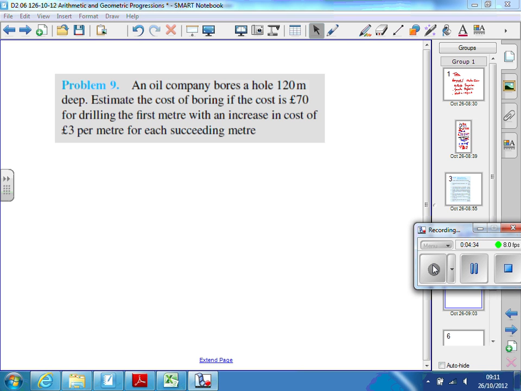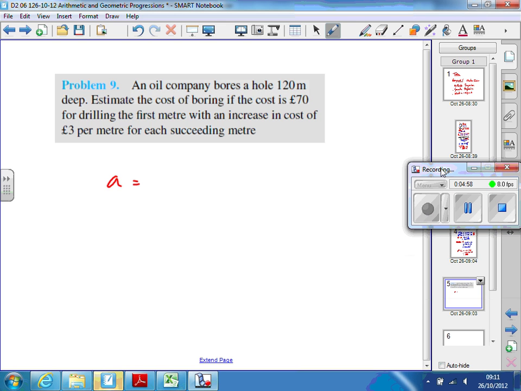So what do we know? We've got to find the sum, haven't we? As far as the 120th term, exactly. Do we know A? What's A? Yep, £70, the first term, in other words, the cost of the first metre. D, yep, and N, 120, because the first term is 1, so N is 120.